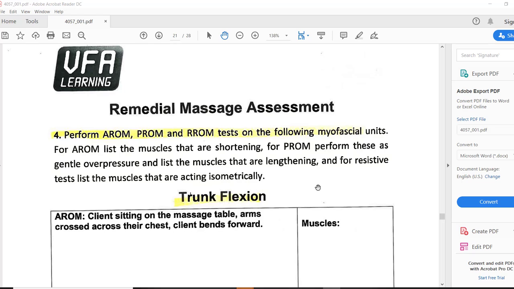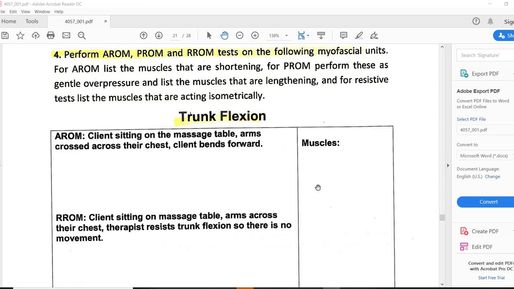For part 4, you need to perform active range of movement, passive range of movement, and resistive range of movement on the following myofascial units. For active range of movement, you need to list the muscles that are shortening. For passive range of movement, you need to identify the muscles that are lengthening. And with resistive tests, you need to list the muscles that are acting isometrically. So we have trunk flexion.